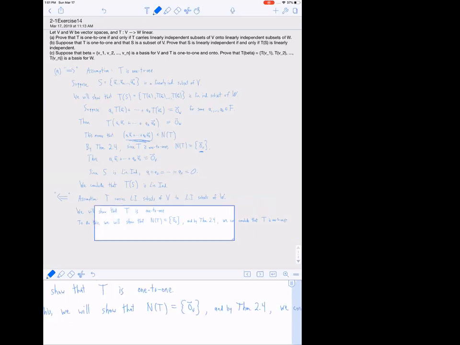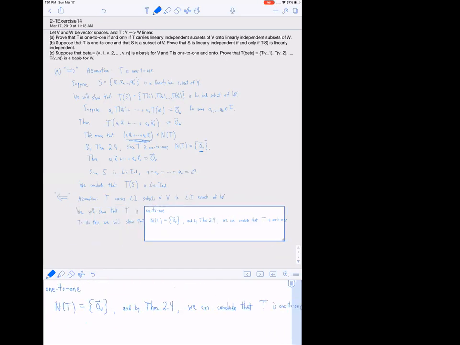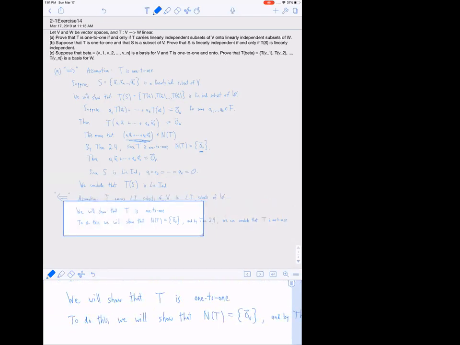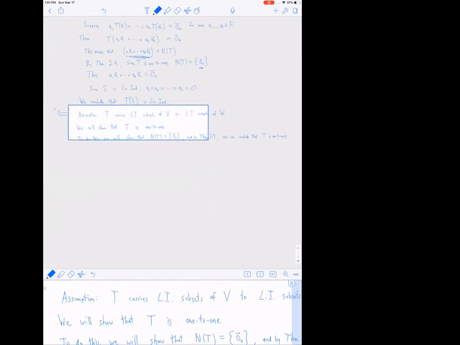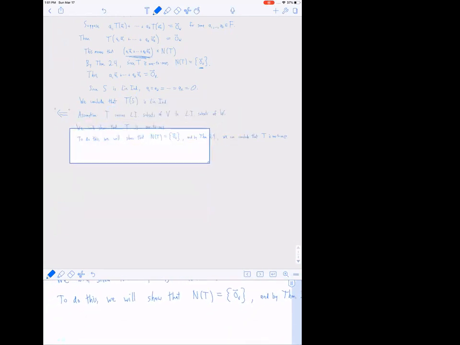So we've shifted our goal now. Now we want to show that the null space of T is equal to the set containing the zero vector, and that will finish our proof, since we already know now that theorem 2.4 will give us the conclusion we were aiming for originally, namely that T was 1 to 1. All right, so we will show that if T carries linearly independent subsets of V to linearly independent subsets of W, then the null space of T must be 0.